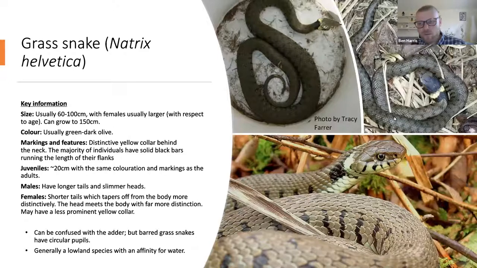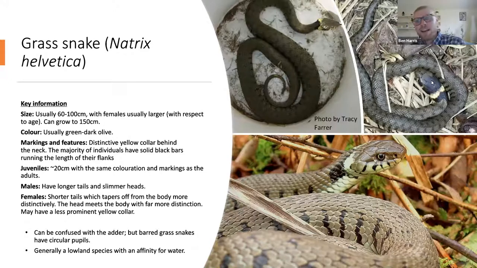And they're usually this sort of green or dark olive color. So you can see across all three of the individuals that we have here, they're a sort of green or dark olive. And what you want to look for to give you that positive ID on the grass snake is this yellow collar behind the head. So you can see it here, and you can see it here, and you can see it here as well.